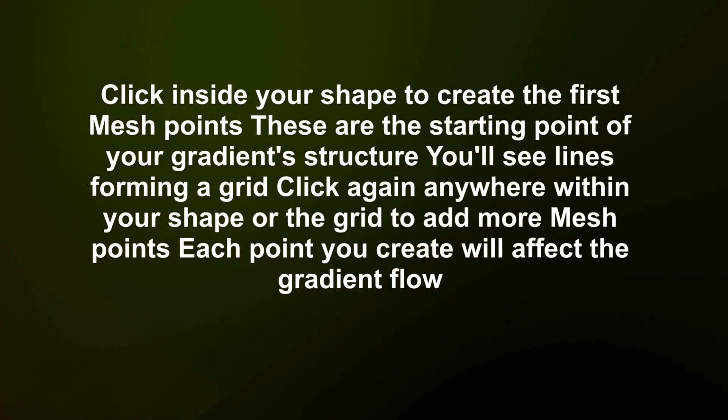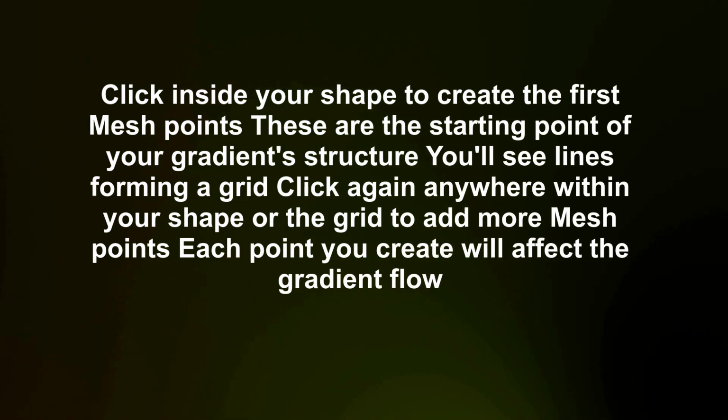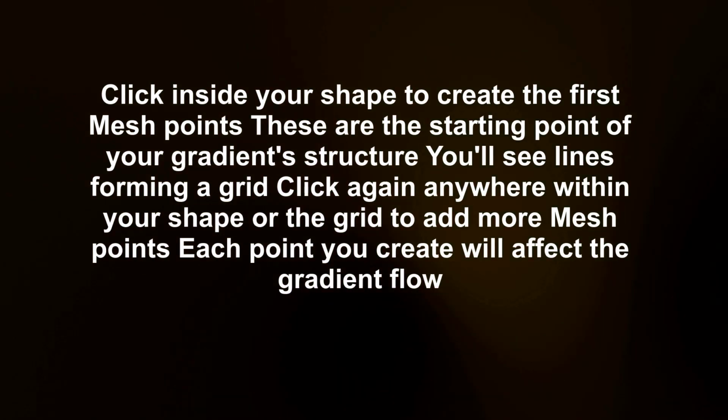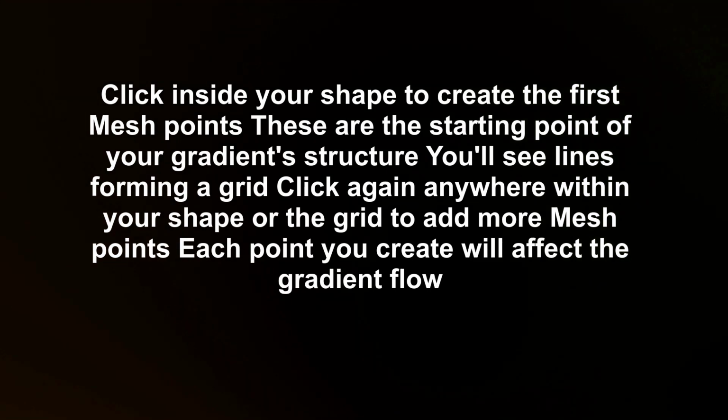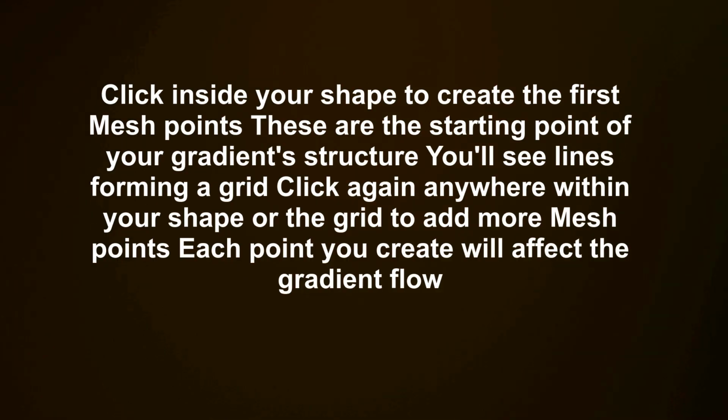Click inside your shape to create the first mesh points. These are the starting point of your gradient structure. You'll see lines forming a grid. Click again anywhere within your shape or the grid to add more mesh points. Each point you create will affect the gradient flow.